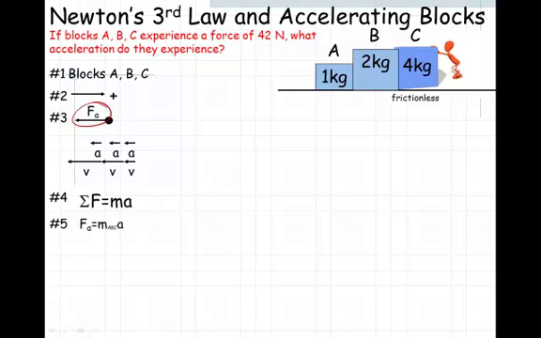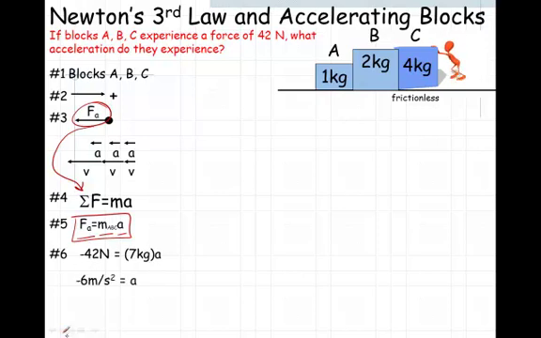We plug our forces in from our force diagram into Newton's second law, so that Newton's second law now says that the applied force is equal to the mass of all of the blocks times their acceleration. So we plug in our values. We make sure that when we plug our values in, we have the correct signs. Because the 42 newtons is pointing to the left, we need to make sure we put negative 42 newtons there. Now, the mass of all the blocks is 7 kilograms. So if we divide both sides by 7, we get negative 6 meters per second squared.